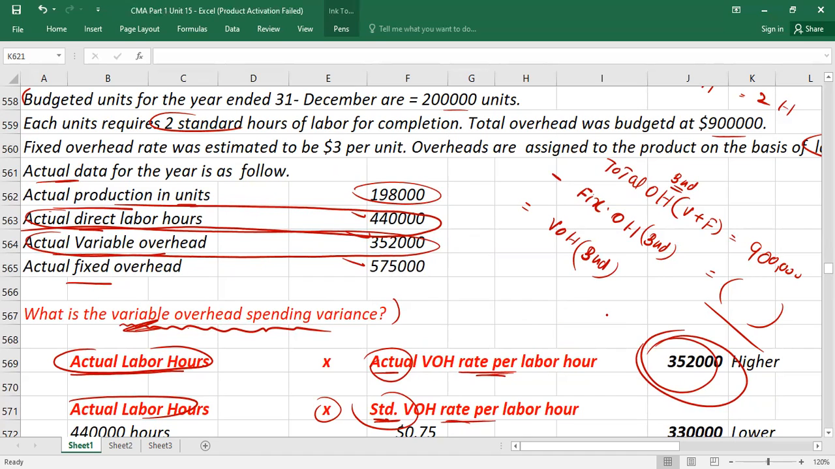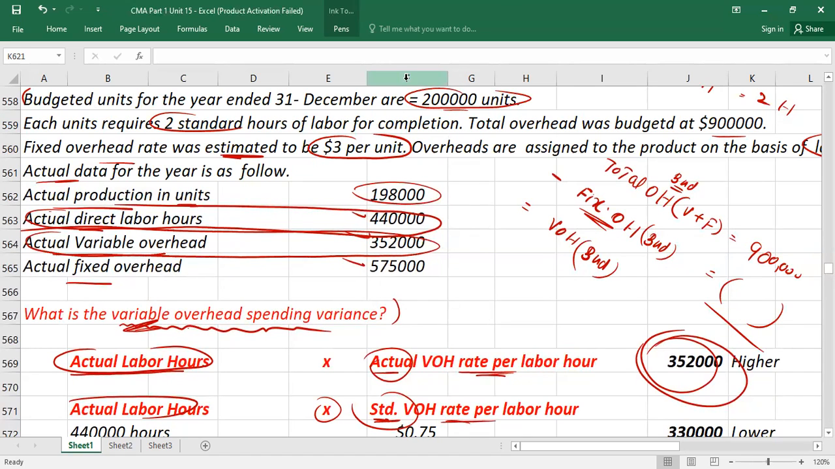Given in the question, 900. Tell me how you will find the fixed overhead now. Read the data where it is given. Fixed overhead is given here. Fixed overhead rate is estimated how much? $3 is the estimated rate. And I want estimated overheads. $3 is given per unit. How many budgeted units are there?